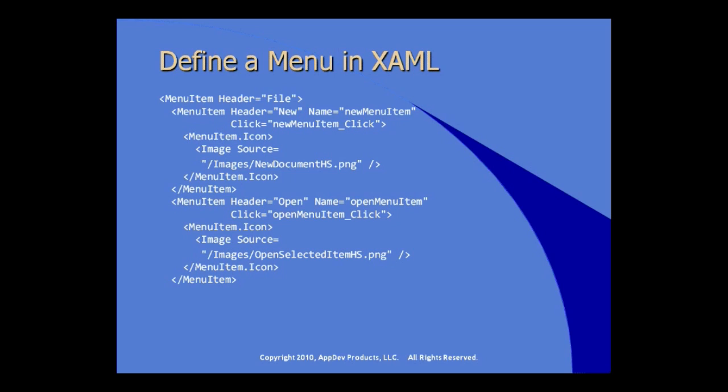Now inside the New menu item, I have a MenuItem.Icon element, and then inside that I have an Image, and I set the Source to new document hs.png, which is the icon I want on the New menu item. Then after that I have the Open menu item, inside that MenuItem.Icon, and then inside that an Image. As you know by now, XAML is all about containership, and so you can see here that defining a menu also takes advantage of containership.